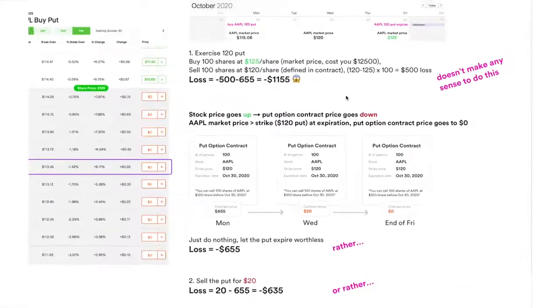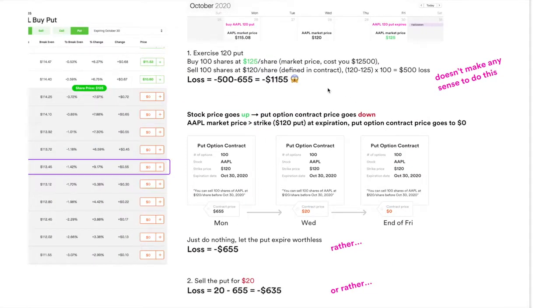Okay, so there's actually another scenario. On Wednesday, since you have observed that Apple has been going up, it might not be a good thing to keep holding your put option contract. So you might decide, okay, I'm going to cut losses. I will just sell the put option contract to somebody else, collect this $20 and call it a day. I'm done this week. So in this case, all you lose is actually $6.35 instead of $6.55. Might not be a bad case.